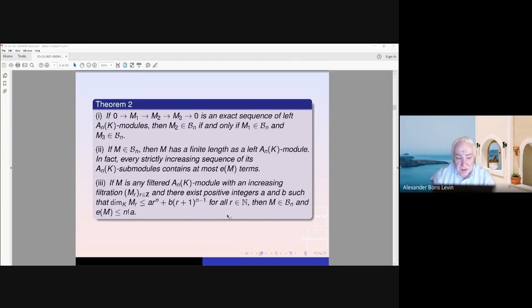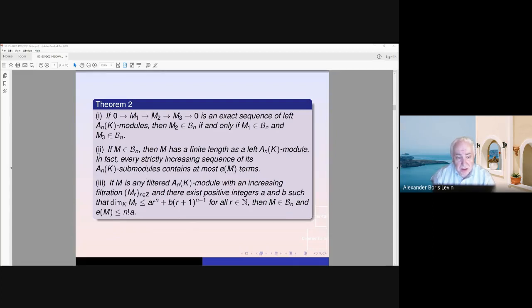And there are some relationships between these invariants. If M is any filtered module with an increasing filtration, and you can find positive integers A and B with this property, so the dimension does not exceed this polynomial of degree n in r, then M belongs to the Bernstein class, and you have this inequality for the multiplicity. So therefore, we see that there are two invariants carried by the Bernstein polynomial.